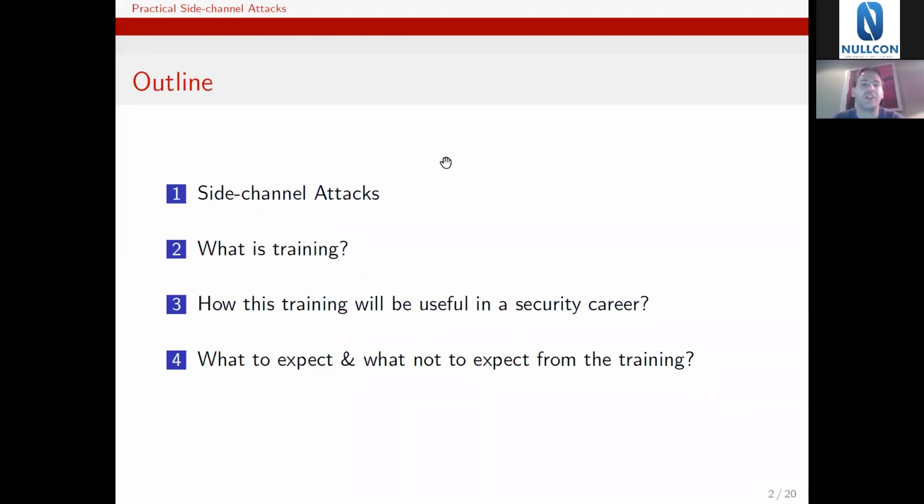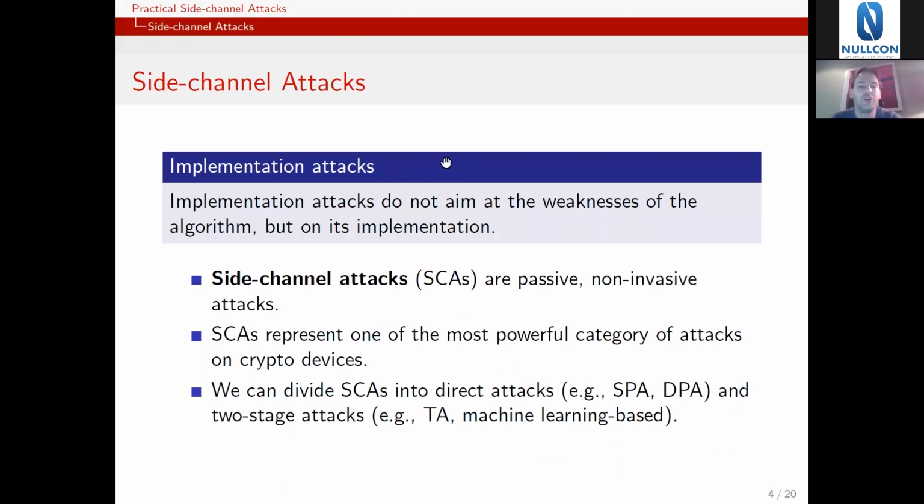So let's start with the side channel attacks. What are implementation attacks? Implementation attacks are those attacks that do not aim at the weakness of the algorithm, but at the weakness of the implementation. And there, side channel attacks are passive, non-invasive attacks. Actually, side channel attacks represent one of the most powerful categories of attacks on crypto devices. You all know we have different ways to attack a cryptographic device, different ways to do cryptanalysis. But in many scenarios, side channel attacks are the most powerful attacks.